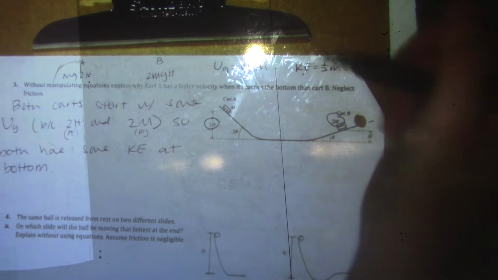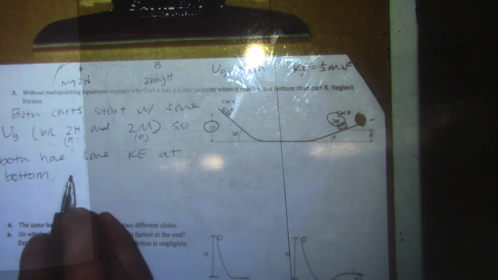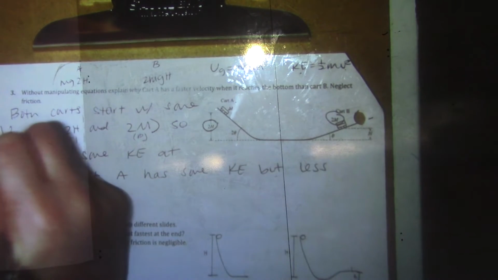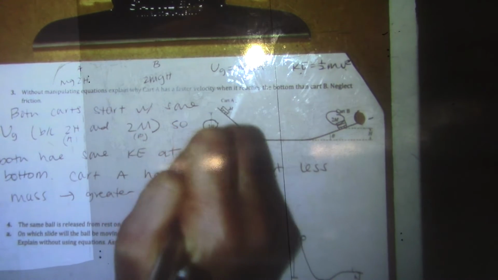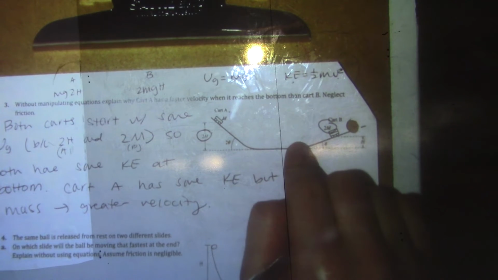The one that has the faster velocity is the one that has the smaller mass, right? Because if this increased, this would decrease to still keep the same kinetic energy. So because they have the same kinetic energy at the bottom, but this one has less mass, it must have more velocity. So cart A has the same KE, but less mass. That means it must have a greater velocity then. Right? This one has the equal amount of KE, but it has more mass. That means the velocity must be less.